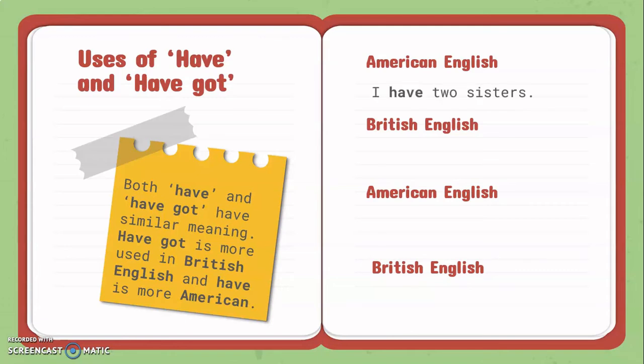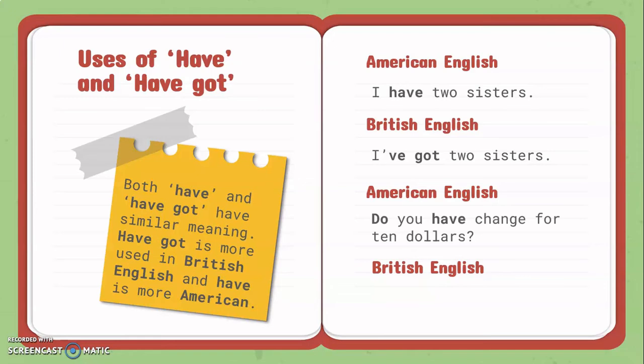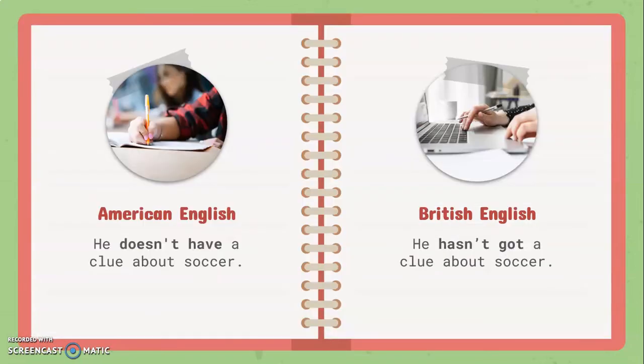In American English, they say I have 2 sisters, whereas in British English, we can say in this way: I've got 2 sisters. Do you have change for $10? But the British people use this format: have you got change for $10? So in American English, they use do or does when they use the verb form have in questions as well as negative forms.